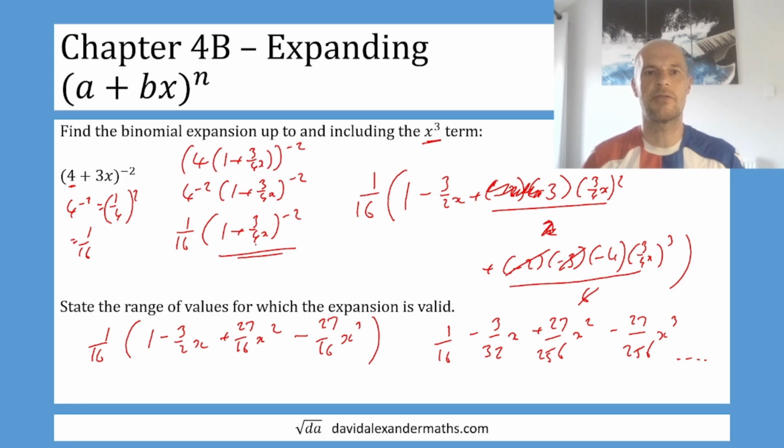Now the range of values for which it's valid. Okay, so you've got (1 plus 3/4 x) to the minus 2. So therefore the modulus of 3/4 x must be less than 1. Sorry, the workings here are all over the place. Just take this down here. So multiply both sides by 4 and divide by 3. The modulus of x must be less than 4/3. There we go, and we are done.